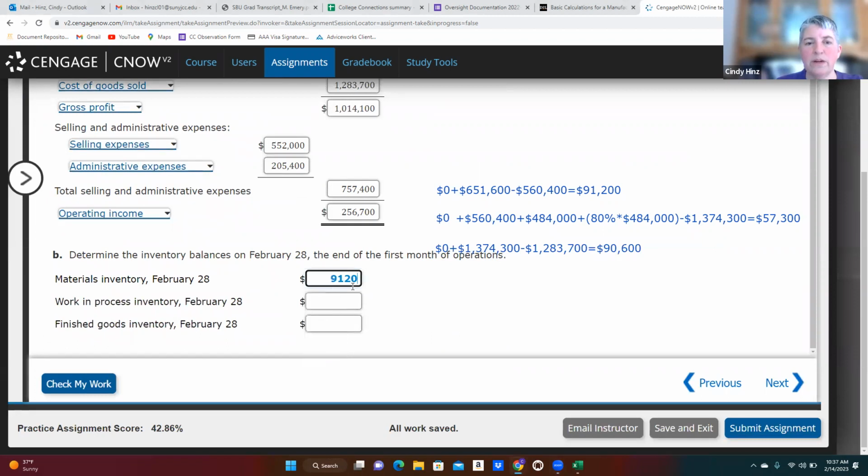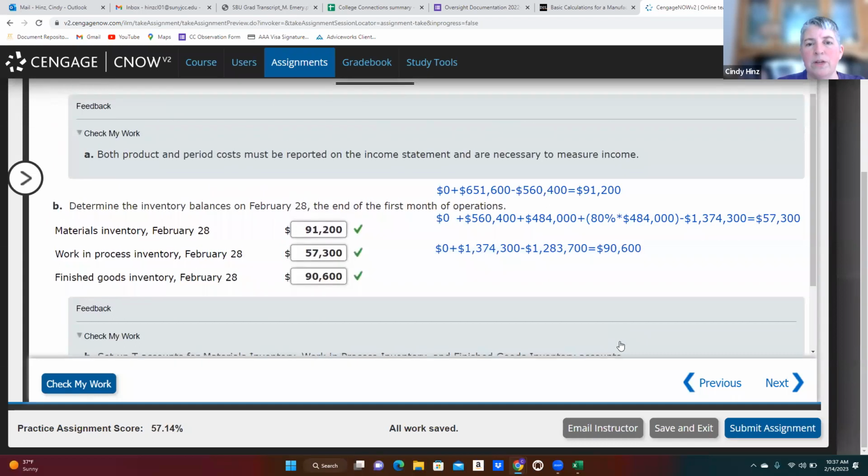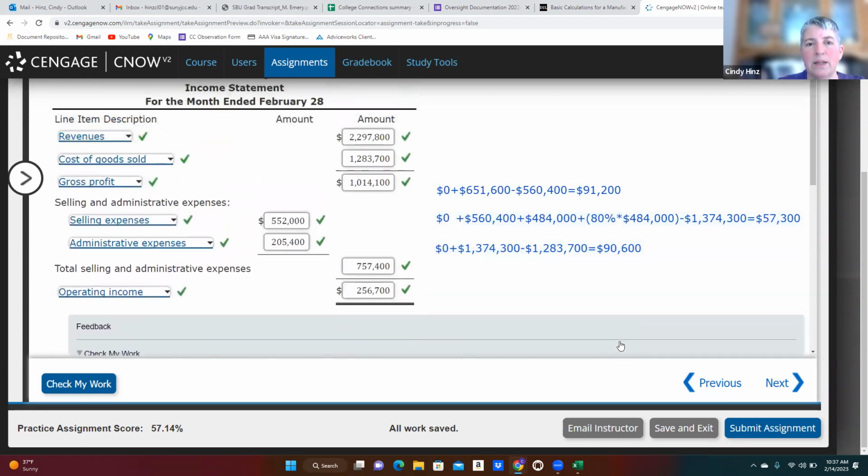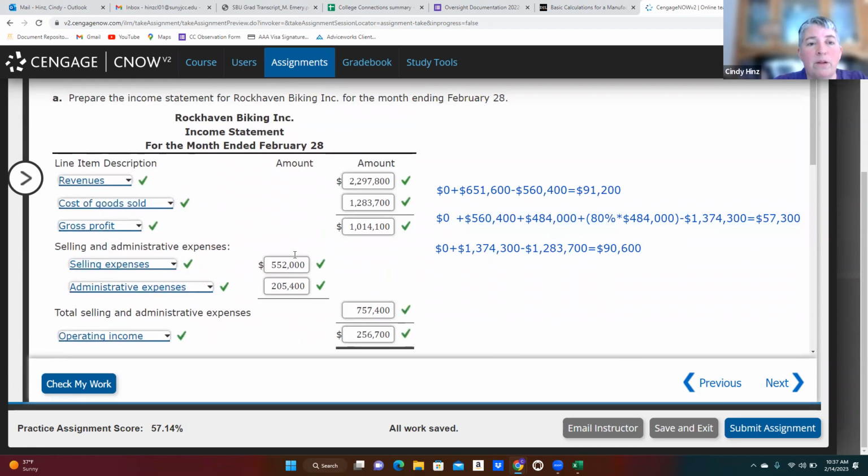So I'm just going to scroll down here to part B, enter in all of these numbers that I just calculated, and put our green check marks in there so we can see that our income statement looks virtually identical to an income statement that we would have done last semester for a merchandising company. What really is different, though, is how that cost of goods sold is calculated.